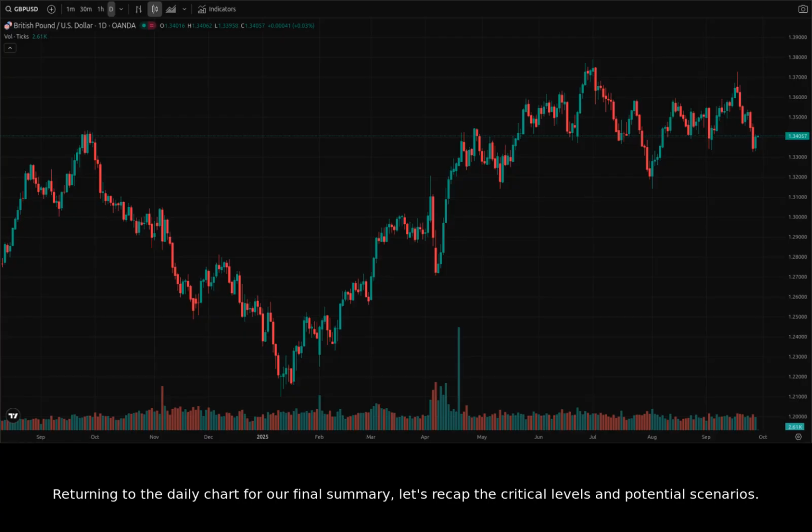Returning to the daily chart for our final summary, let's recap the critical levels and potential scenarios. The overall picture is decidedly bearish, with fundamentals and technicals in alignment. The key immediate support level to watch is the recent swing low around 1.3330. This level was also identified in the news as a key technical floor.